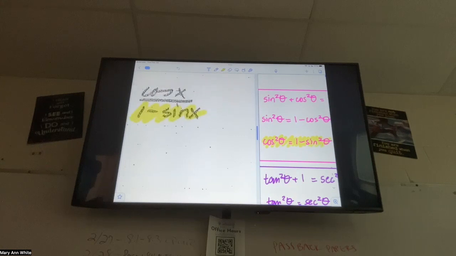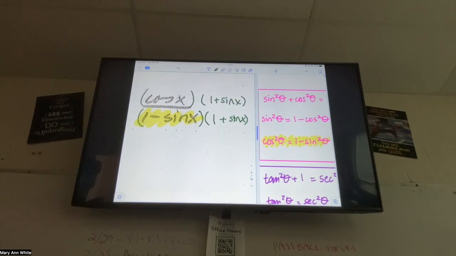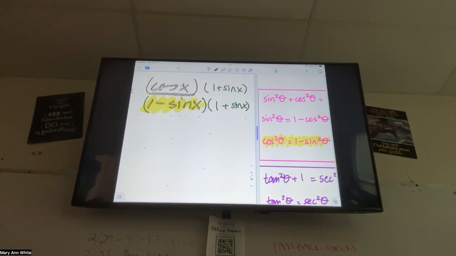If I multiply 1 minus sine times 1 plus sine, and whatever I do on the bottom, I have to do on top. That's going to get me cosine squared on the bottom, and that might be helpful as we move along, okay? So let's do that. On top, I don't want to distribute until I know that I have to, okay? Let's not distribute on top. Let's keep that as cosine times 1 plus sine.